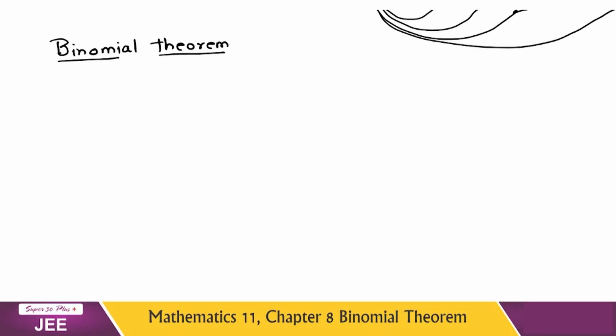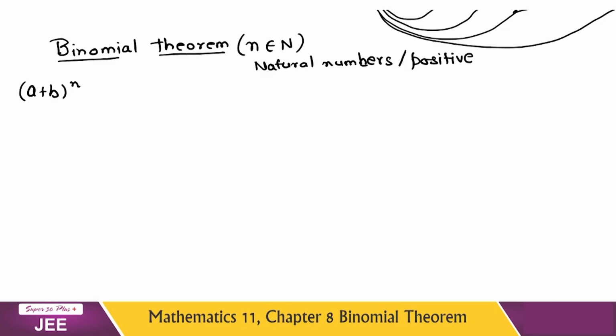The theorem says that (a + b)^n, here I am taking n as a natural number. n belongs to the set of natural numbers, or we can say that it is a positive integer. So the index or the power or the exponent, which is n over here, can be only a natural number or positive integer.